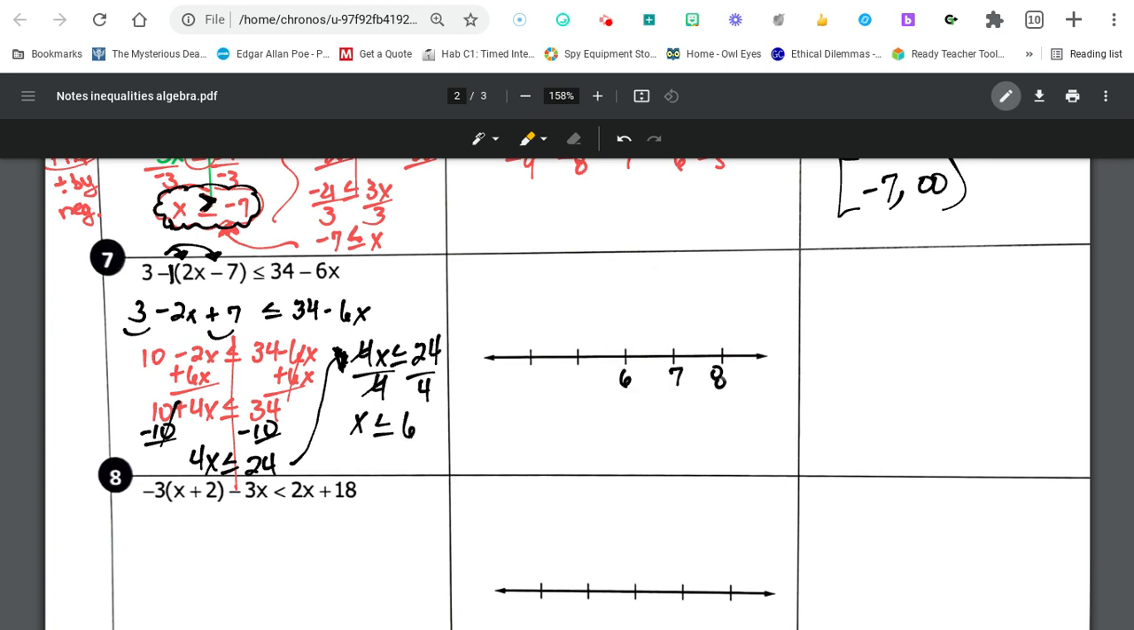And then, of course, from there it's just do the number line and interval notation. Because it has the equal to sign, I'm going to put a closed circle to indicate that 6 is part of my solution. And I'm going to shade to the left because that's everything less than 6.